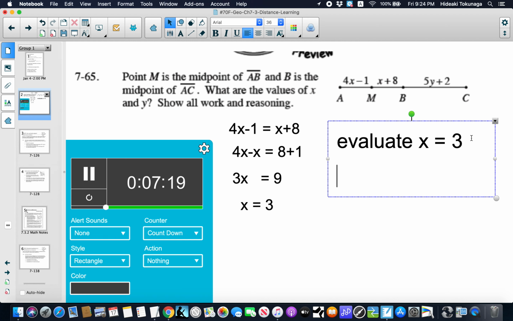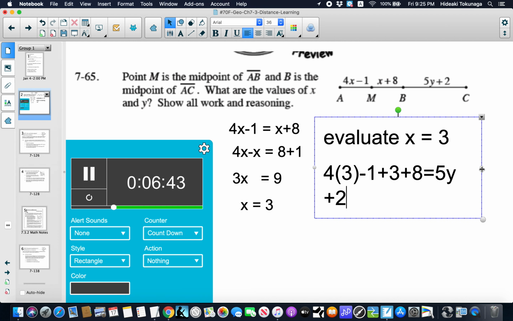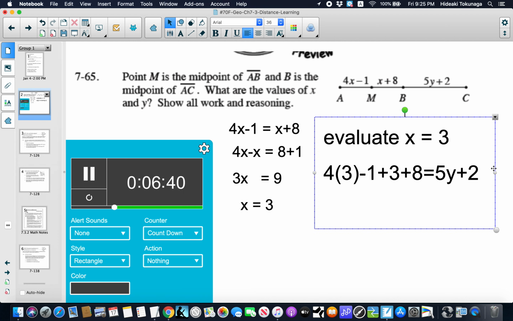Okay, so x equal to 3. In that case, 4x, evaluate x as 3, minus 1. And this time you have to add those two because they have to be equal to 5y plus 2. So plus x equals 3, so again it's 3 plus 8, now equal to 5y plus 2. Need more room. Okay, now we can solve for this.